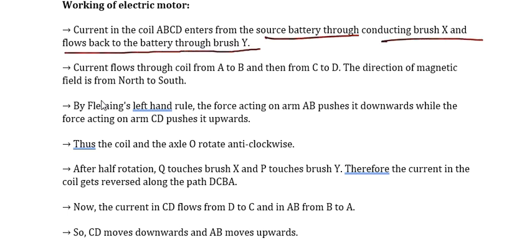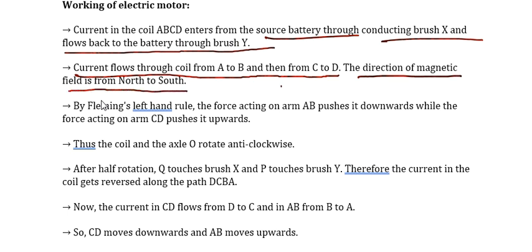flows back to the battery through brush Y. Current flows through the coil from A to B, then from C to D. The direction of the magnetic field is from north to south. North to south. This is a very important point.